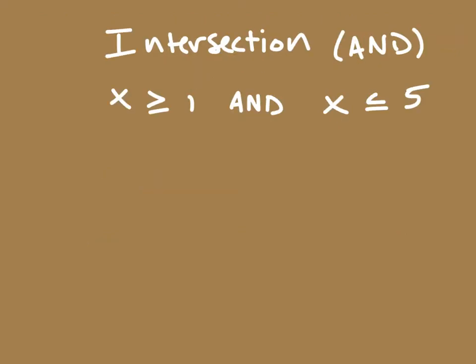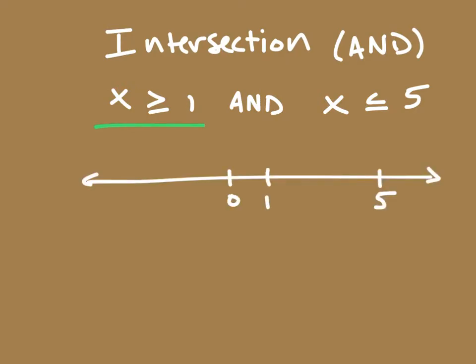For an intersection, we use the word and, okay? So what I want to say here is that I have my variable x, and from this statement I say that x is greater than or equal to 1. And at the same time, x has to be less than or equal to 5. I'm going to graph this first inequality here. When I graph x is greater than or equal to 1, I go to 1, and it's a colored in circle because we're greater than or equal to, and x is big, so we shade to the right.